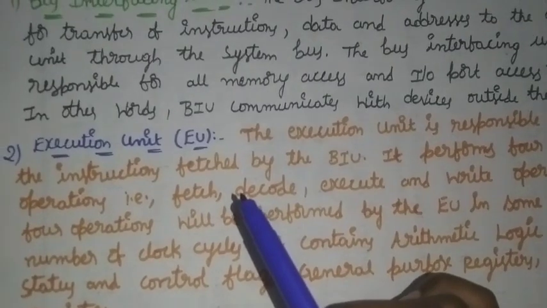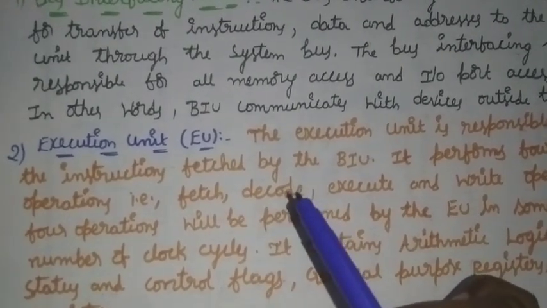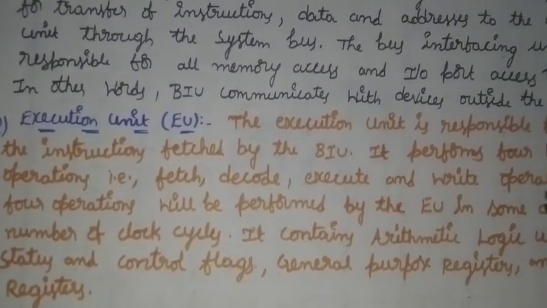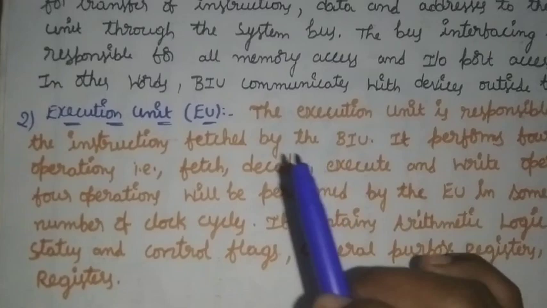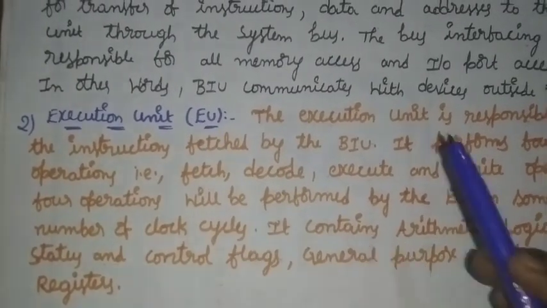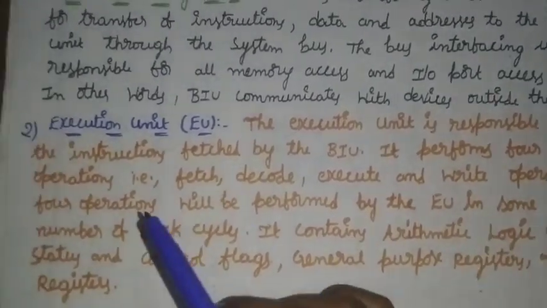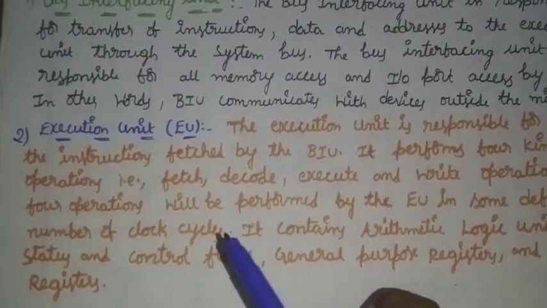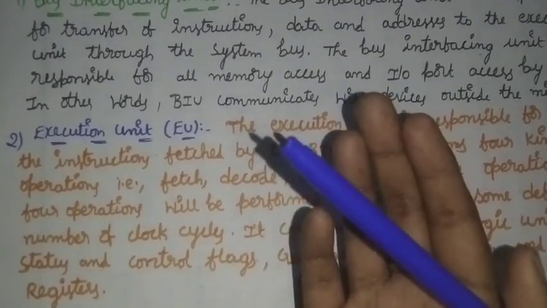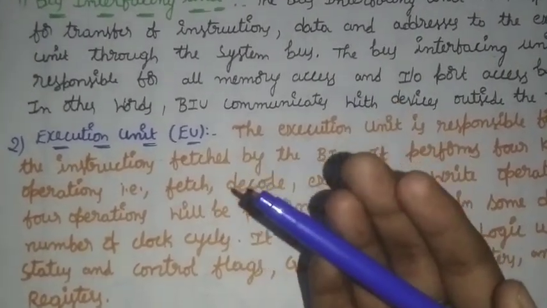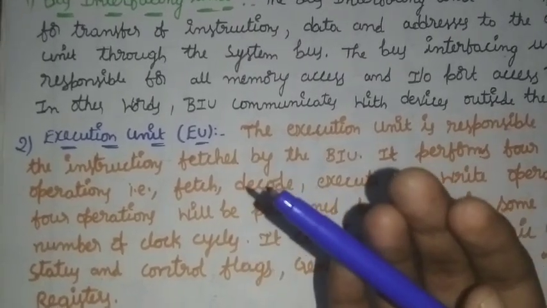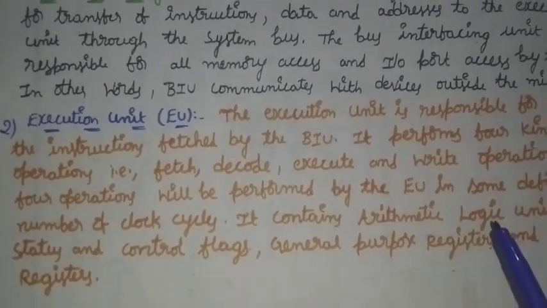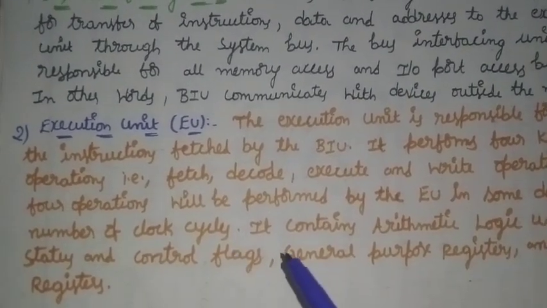First it will fetch the instruction, then decode the instruction, after that execute the instruction, and after that write the result. These are the operations performed by the execution unit. These four operations are performed in some defined number of clock cycles, and the execution unit contains an arithmetic logic unit, status and control flags.